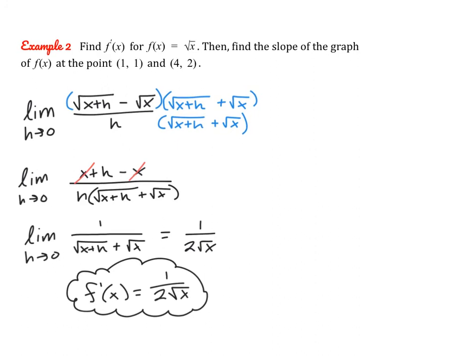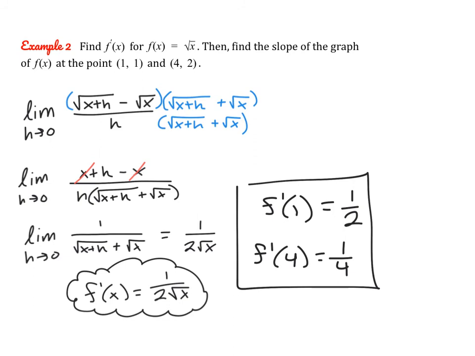And remember, the output of the derivative function is the slope of our original function at any point. So I need to find the slope of our line at this point first. So I'm just going to find f prime of 1. I'm going to substitute x equals 1 into my derivative function, and I get 1/2. And then to find the slope of our original function at this point, I'm just going to find f prime of 4. So if I substitute 4 right here, I get 1 over 2 times 2, which is 1/4. So this is how we can use the derivative to help us find the slope of our original function at any x value.